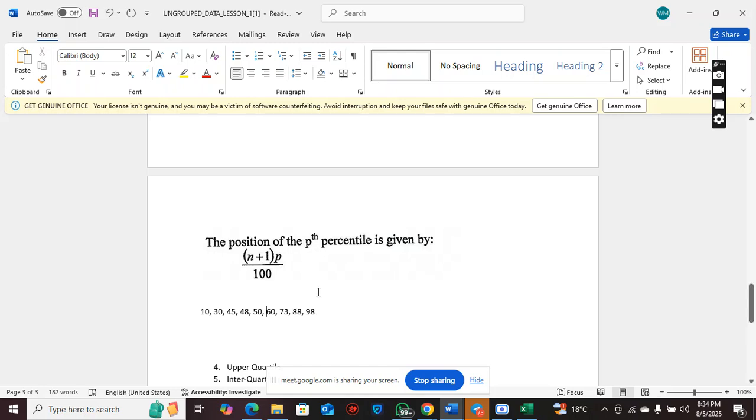So first things first, let's locate the median. The median is the 50th percentile. So we use this formula: n plus 1, where n is 9, so 9 plus 1, multiplied by p. p is 50, since we're on the 50th percentile. All of this divided by 100. 9 plus 1 is 10. 10 times 50, that's 500. 500 divided by 100. Our median is on the 5th position.